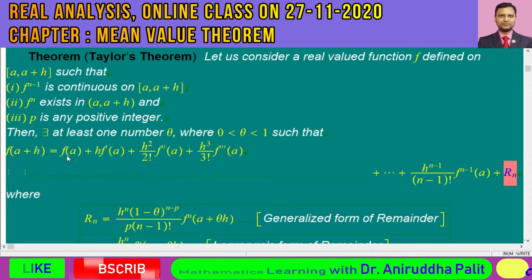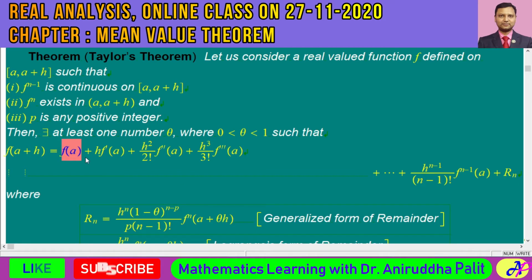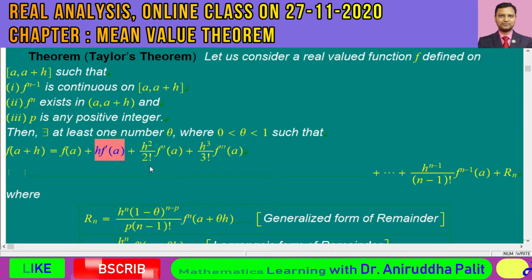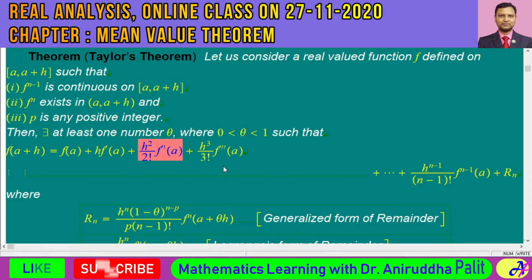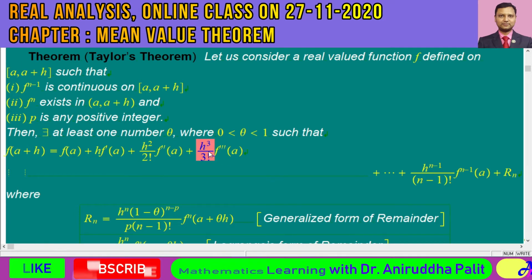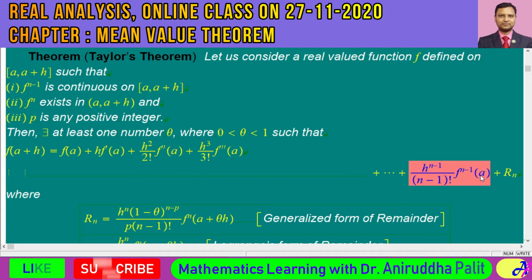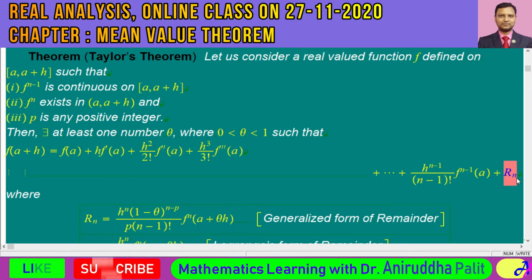If you count the total number of terms starting from this one, this is the first term, this is the second term. In the second term, we have the first derivative. In the third term, we have the second order derivative. In the fourth term, we have the third order derivative. So over here, the order of derivative is n-1, and this would be the nth term. After n terms, we have one more term called the remainder after n terms, and this remainder has different forms.